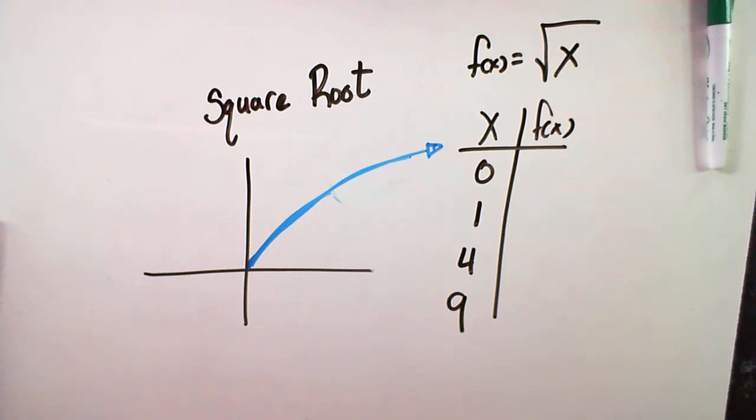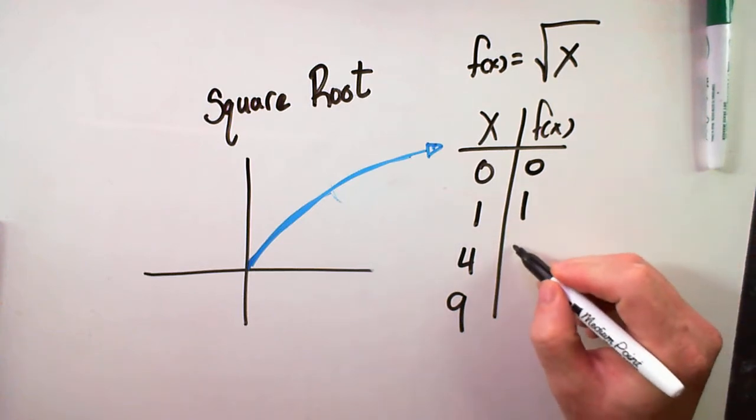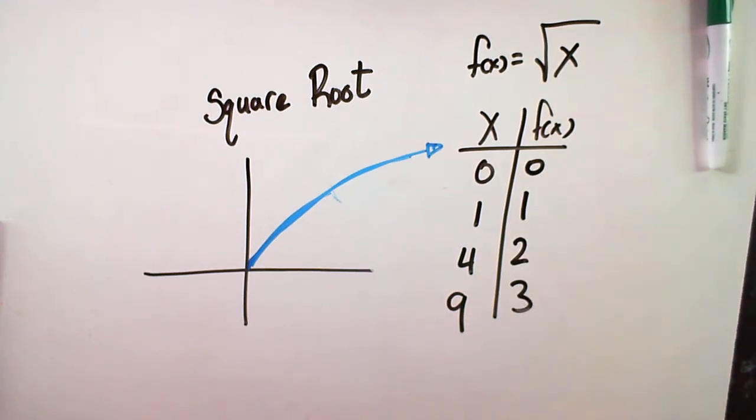If you put in 2, well, you're going to get out the square root of 2. And we all know that the square root of 2 is 1.41 something, something. But we don't all know that the square root of 2 is 1.4 something, something. So what you need to do is pick x values that are easy to work with. So the square root of 0 is 0, the square root of 1 is 1, the square root of 4 is 2, the square root of 9 is 3, and we end up with this kind of curved shape.